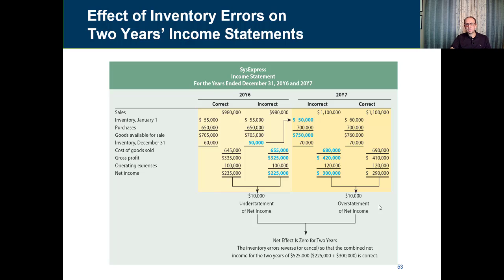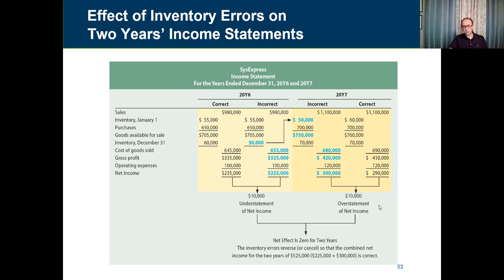Now let's talk about the effect of inventory errors on the income statement after 2 years. The reason we're bringing this up is because, as we've seen, beginning inventory has an impact on cost of goods sold and net income in one way, and ending inventory has an impact on cost of goods sold and net income in the opposite way. So that creates a problem. It's actually not a problem.